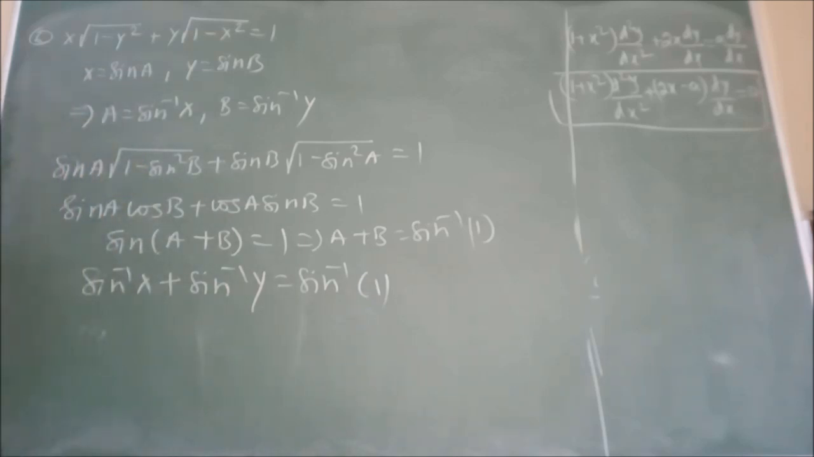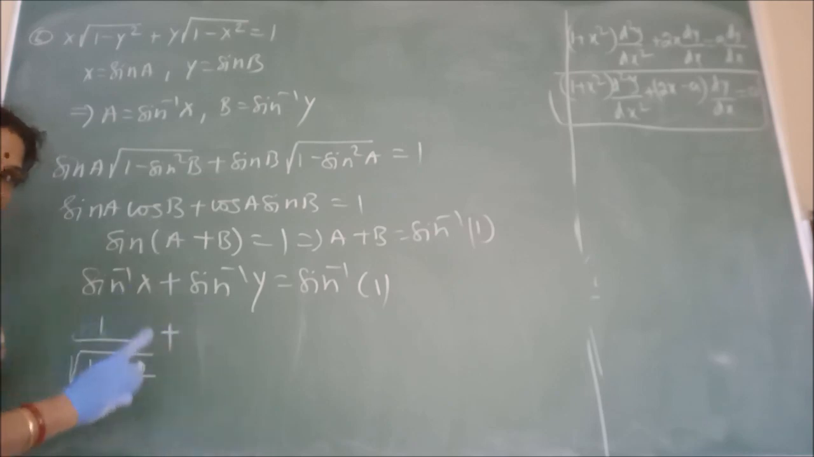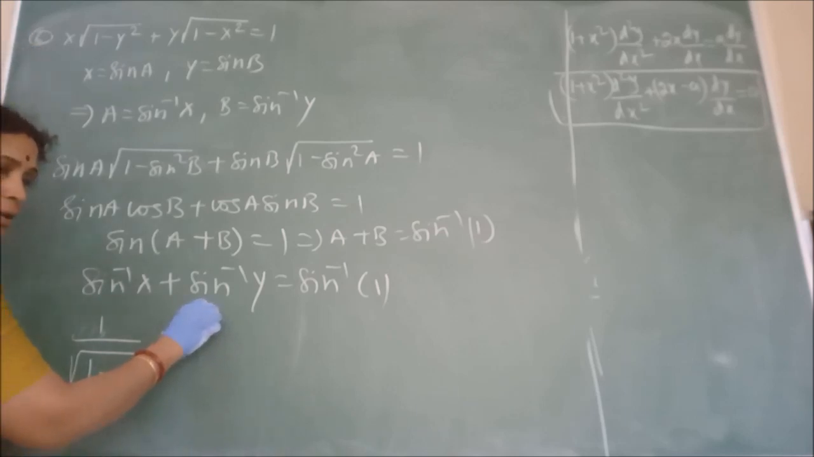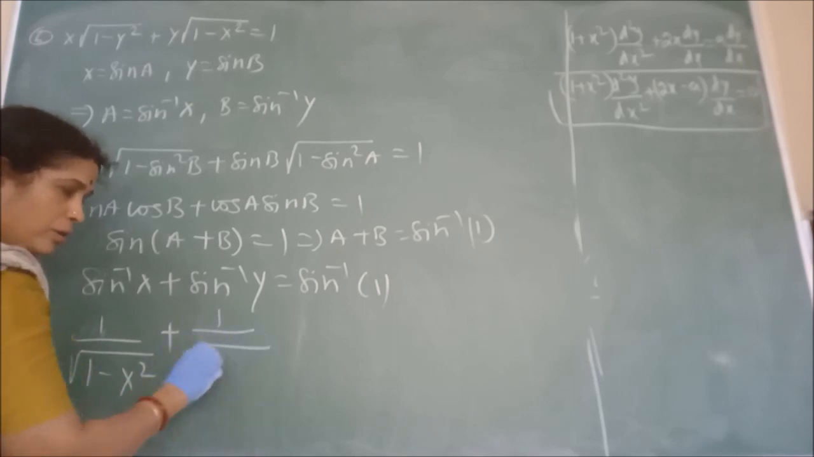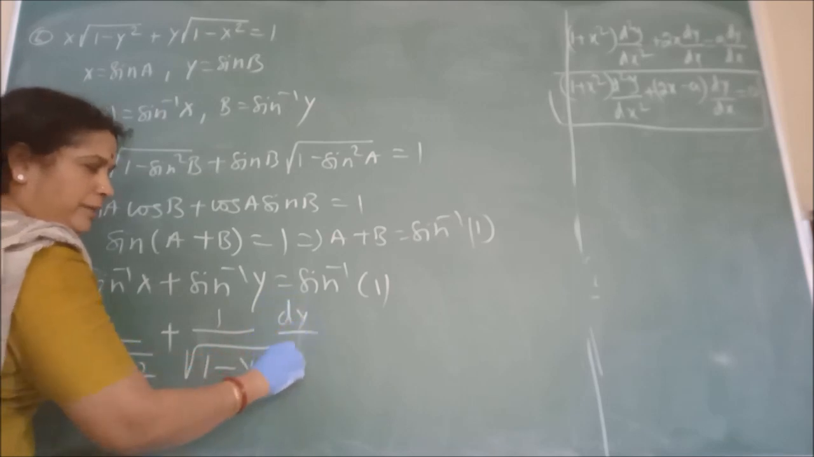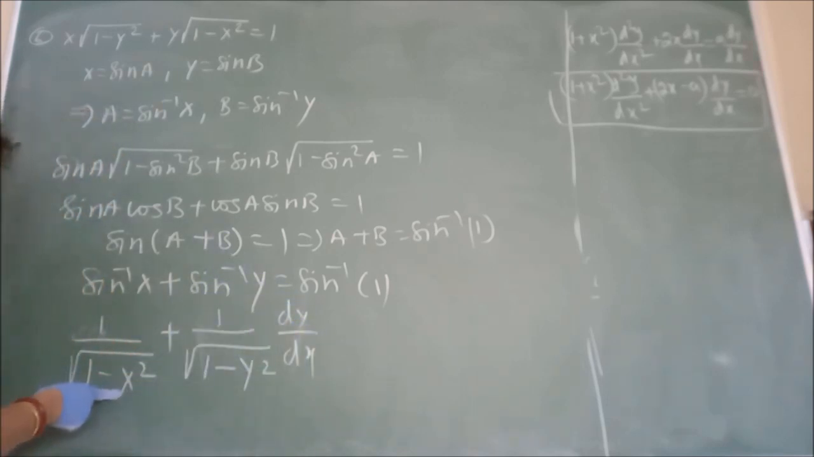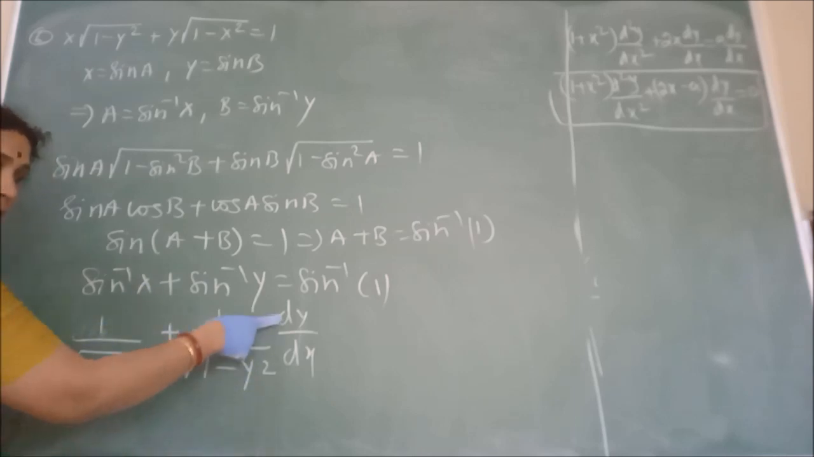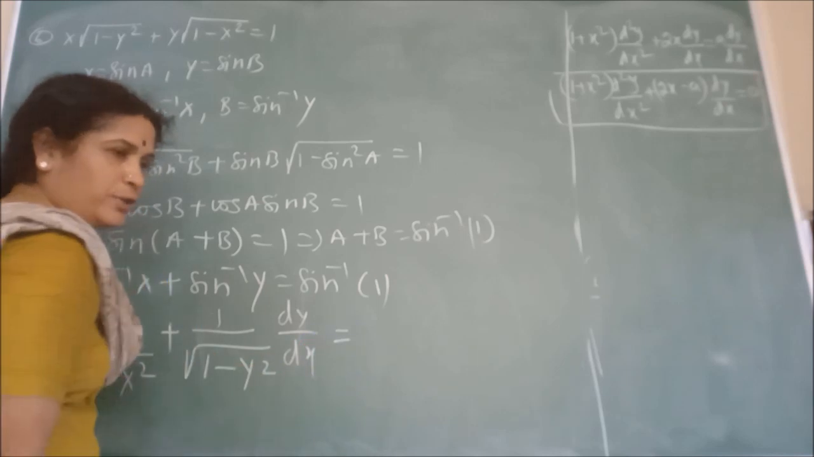Now let me differentiate. Sin inverse x का differentiation क्या है बेटा? Sin inverse x का differentiation 1 upon under root of 1 minus x square. Sin inverse y, tell me, sin inverse y differentiation. 1 upon under root of 1 minus y square into dy by dx, beta. If you are not writing, then there is no meaning of it. If you are differentiating x, then we will get dx by dx 1. But here it is y, then dy by dx, equal to sin inverse 1 differentiation.